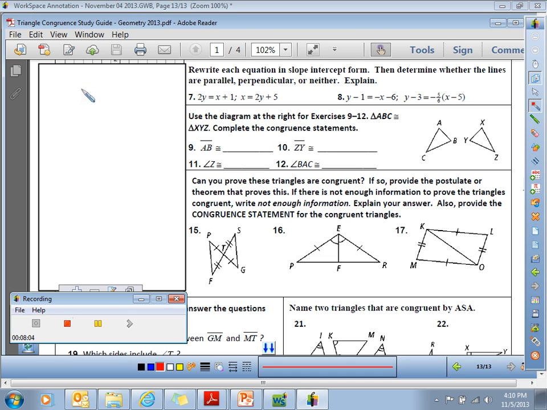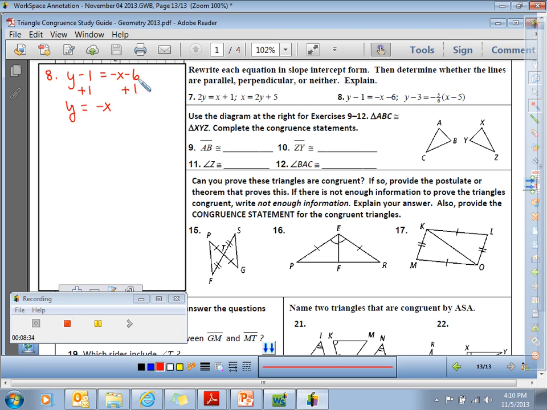Okay, number 7 is on the other video. Number 8, it says rewrite each equation in slope-intercept form. Then determine whether the lines are parallel, perpendicular, or neither. So the first line is y minus 1 is equal to negative x minus 6. Slope-intercept form, y equals mx plus b. I need to get y by itself, add 1 to both sides. Then I have negative x, negative 6 plus 1 would be negative 5.